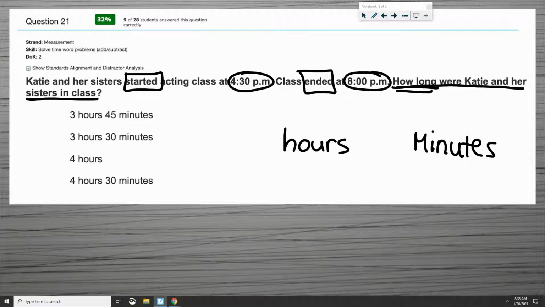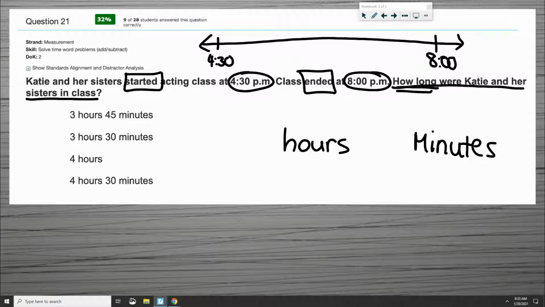So I want to go right into solving this by drawing my number line. When we do these on Evaluate, this is one of those questions that you need to do on a piece of paper because you're going to need to draw your number line to count from the beginning when they started to the end. So in the beginning it was 4:30 and then it lasted till 8.